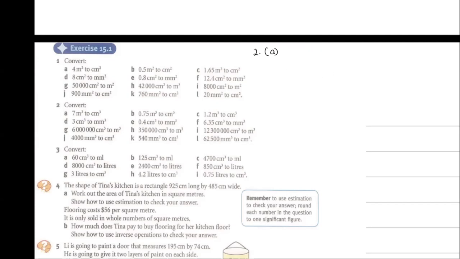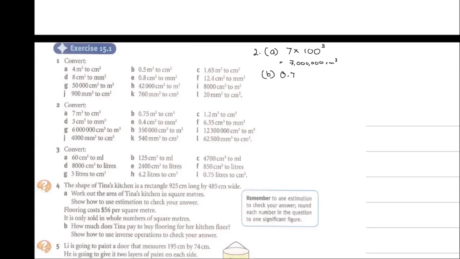Now 7 multiplied by 100 cubed. So 7 multiplied by 100, 100, 100. So we're going to get 7 followed by 6 zeros, cubic centimeter.